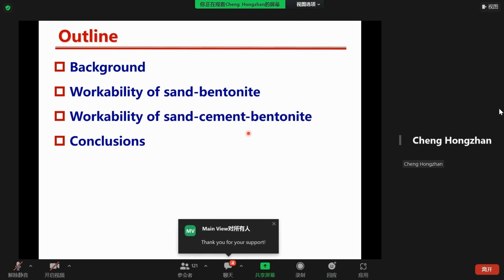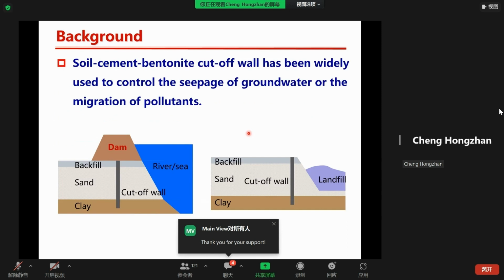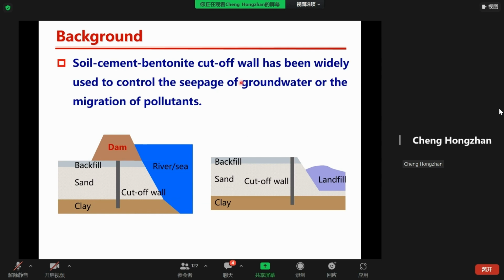As we know, the seepage cut wall with a low permeability is usually constructed in soil, especially in sand layers, to prevent groundwater seepage for various civil engineering works like dams and dikes. Earlier, soil bentonite cut walls had been widely used as in situ vertical barriers to prevent groundwater flow. But recently, soil cement bentonite cut walls have been used more frequently because they have high strength with the addition of cement slurries.